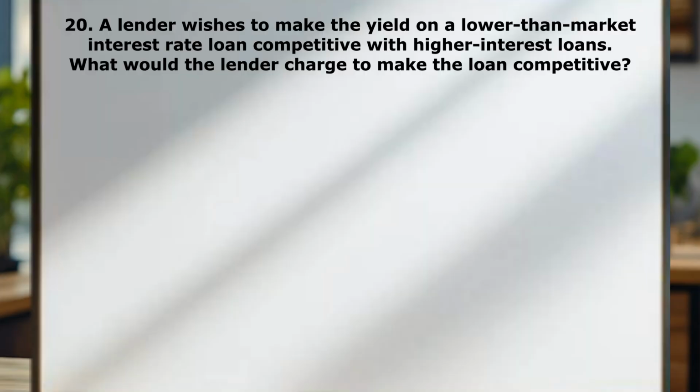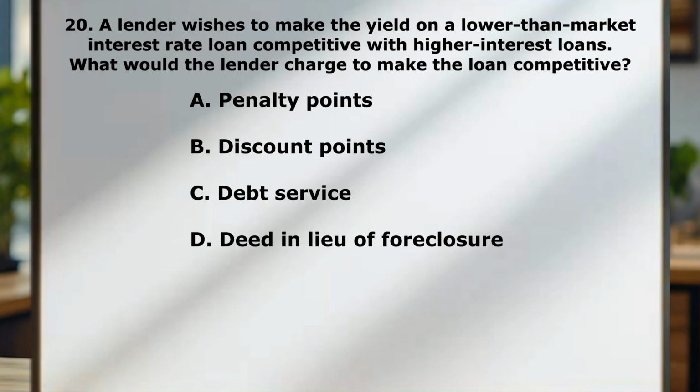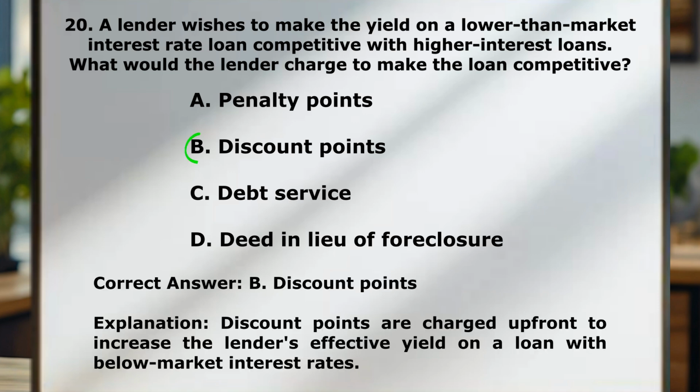Question number 20. A lender wishes to make the yield on a lower than market interest rate loan competitive with higher interest rate loans. What would the lender charge to make the loan competitive? A, penalty points, B, discount points, C, debt service, D, deed in lieu of foreclosure. Correct answer here is discount points. Discount points are charged up front to increase the lender's effective yield on a loan with below market interest rates.